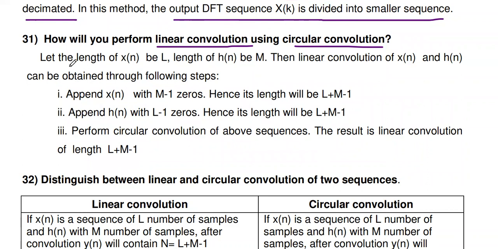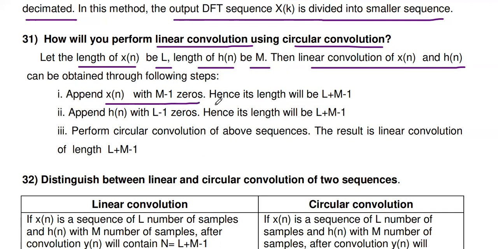Let the length of x of n be L and the length of the h of n sequence be M. In order to perform the convolution, we need 2 data, the input sequence x of n and the impulse response h of n. If x of n has length L, length meaning the number of samples available in the sequence, and the length of h of n is M, then the linear convolution of x of n and h of n can be obtained through the following steps. First we have to append x of n with M minus 1 zeros.